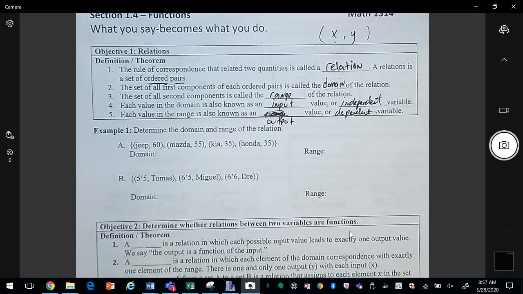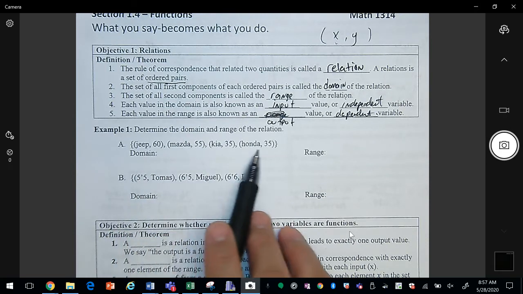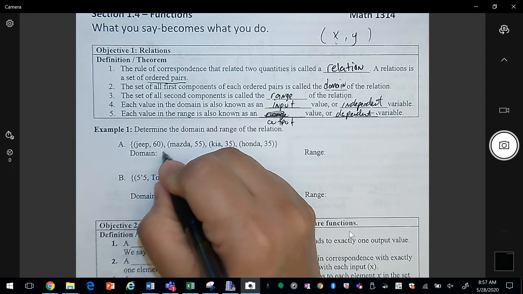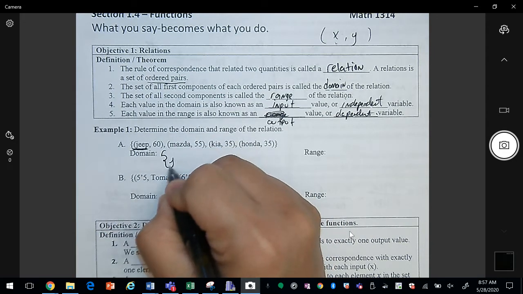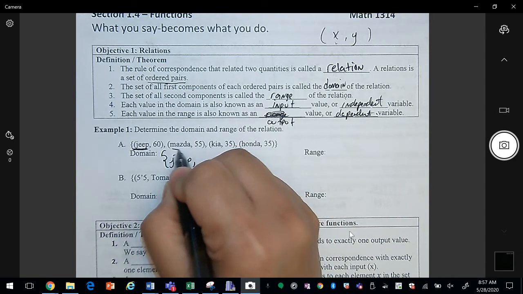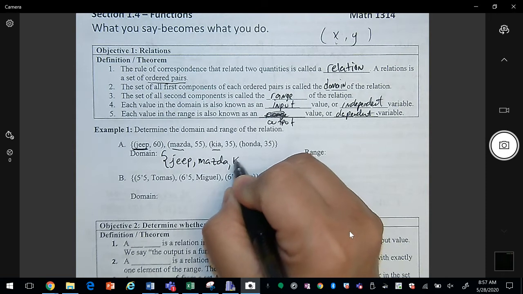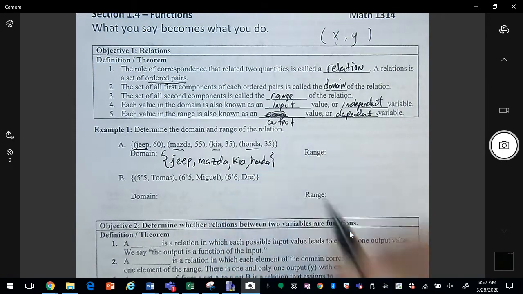So example 1, determine the domain and the range of the relation. We have a relation because it's made up of ordered pairs. These are your ordered pairs. The domain is going to be all the first components. In this case, we have Jeep, Mazda, Kia, and Honda. So that's your domain.